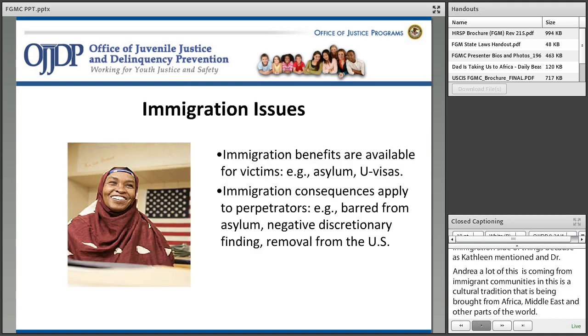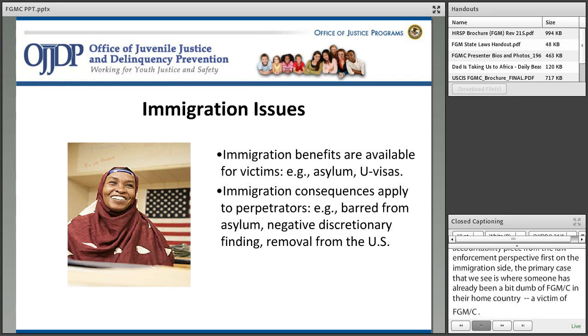So first, on the immigration side, the primary case that we see is where someone has already been a victim of FGM, normally in their home country, and oftentimes from an African country. You can see from what Kathleen talked about before, it's in that middle belt of Africa. They can apply for asylum and be eligible for asylum on that basis, but they do have to show that they subjectively fear it as persecution.